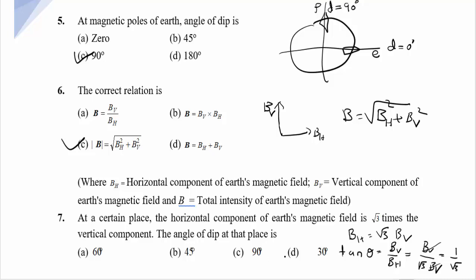At an angle 30 degree. Tan theta is 1 by √3 means theta equal to 30 degree. Theta equal to what? 30 degree. Answer is D. Okay. So next question.